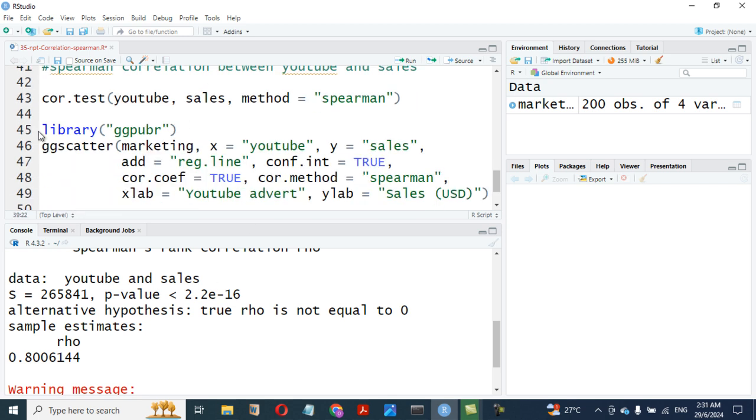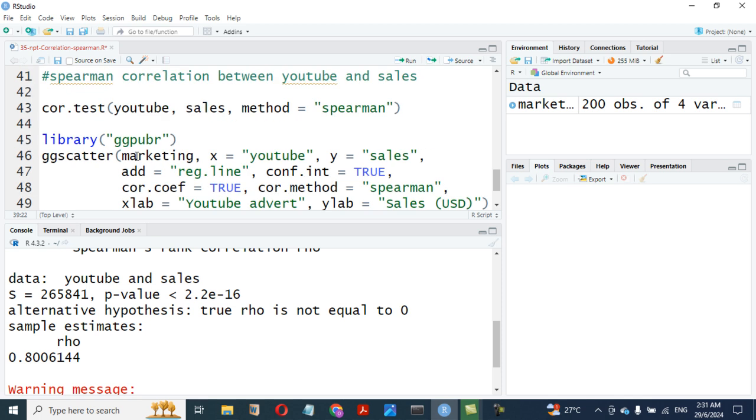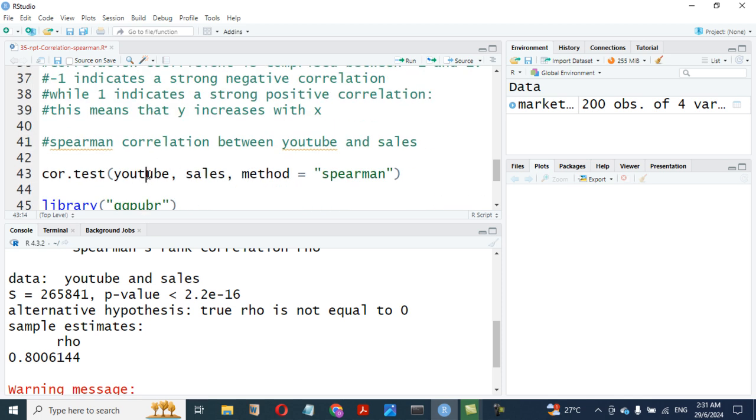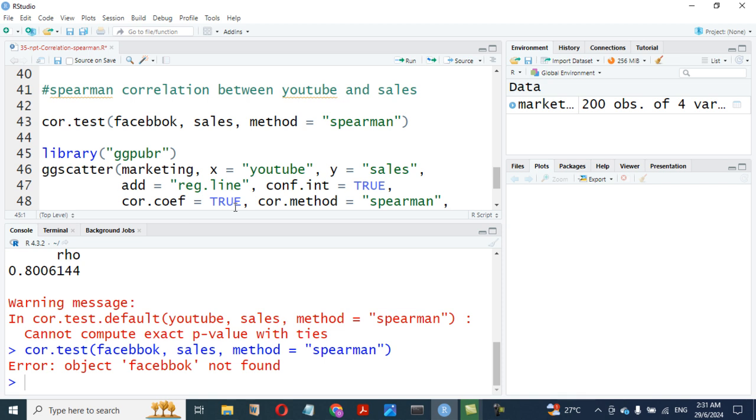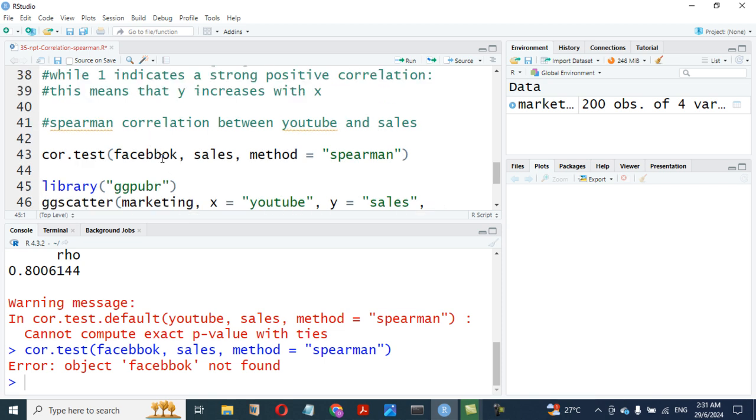All right, so you can also change them. Let's see the Facebook correlation. All right, let's run and see. Oh, sorry, that's not correct. Facebook.